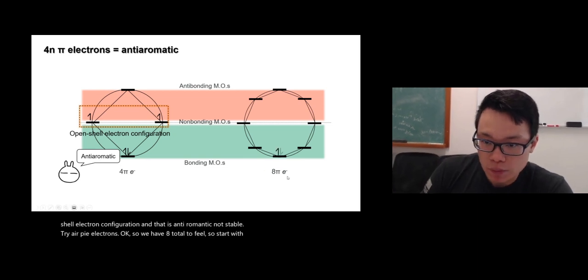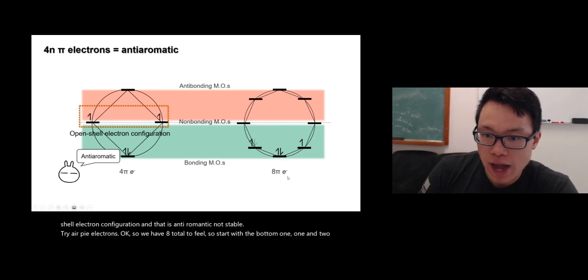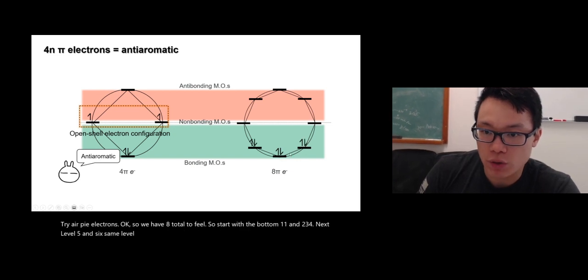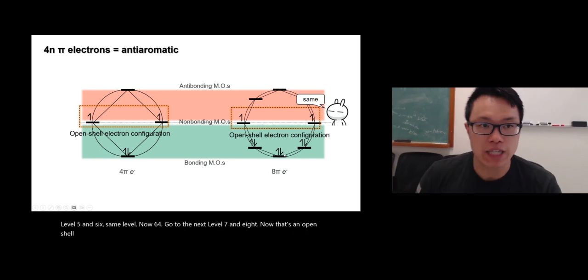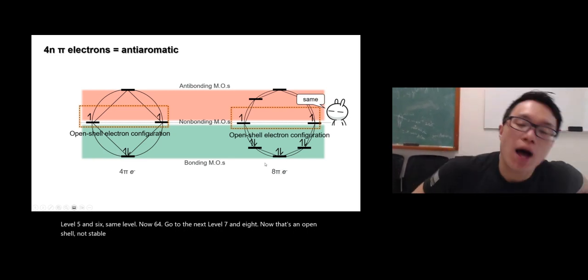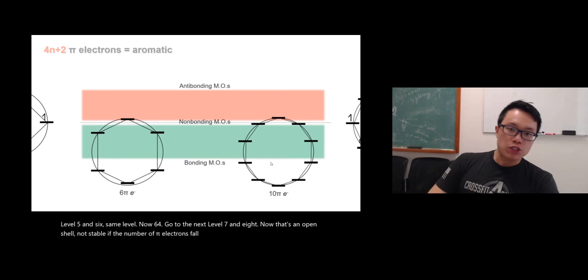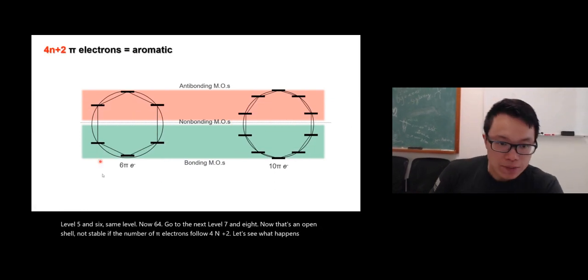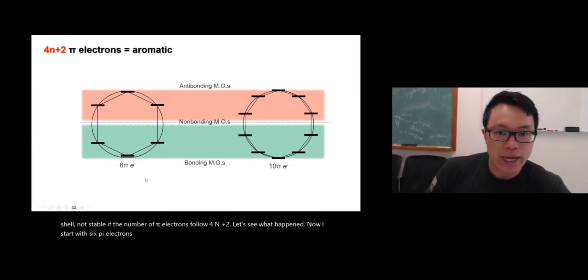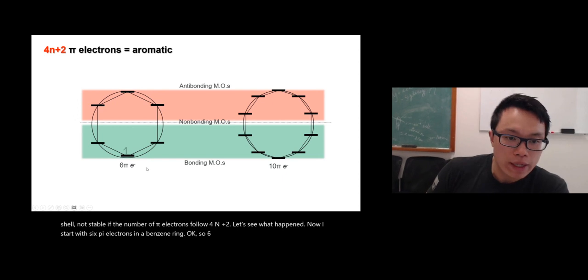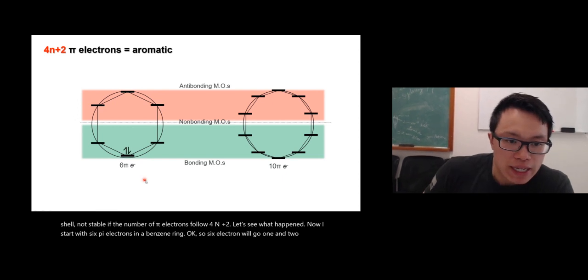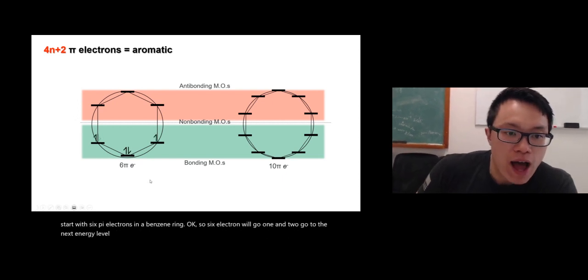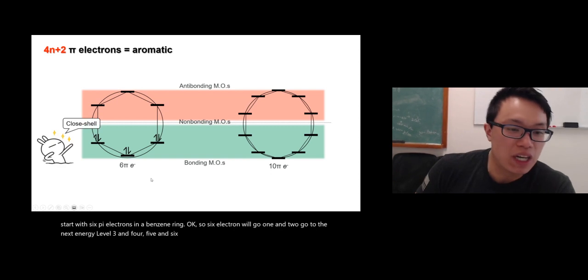Try 8 pi electrons. So we have 8 total to fill. Start with the bottom one, 1 and 2. 3, 4, next level, 5 and 6, same level. Now 6, 4, go to the next level, 7 and 8. Now that's an open shell. Not stable. If the number of pi electrons follows 4n plus 2, let's see what happens. I start with 6 pi electrons, like in a benzene ring. So 6 electrons will go 1 and 2, then the next energy level, 3 and 4, 5 and 6. That's a closed shell. Love it.